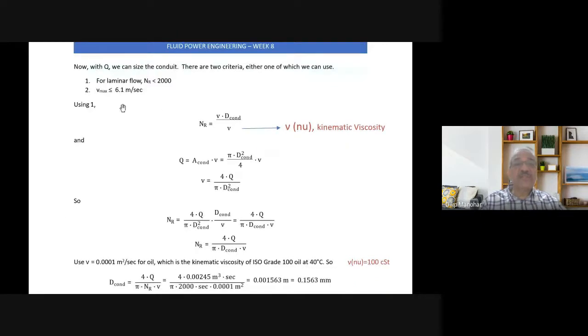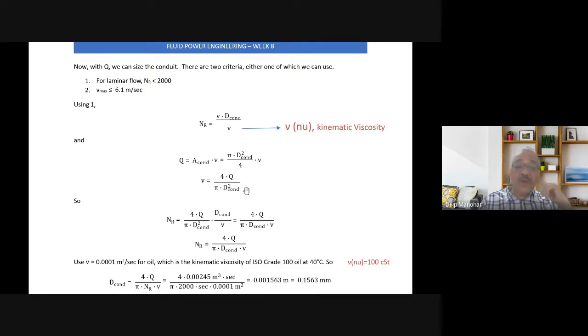So let us use the first criteria. Reynolds number is velocity into diameter of conduit divided by viscosity nu, that means kinematic viscosity. We know the Q. Q is equal to area of conductor into velocity. So velocity in the conduit will be 4Q upon pi into d conduit square.